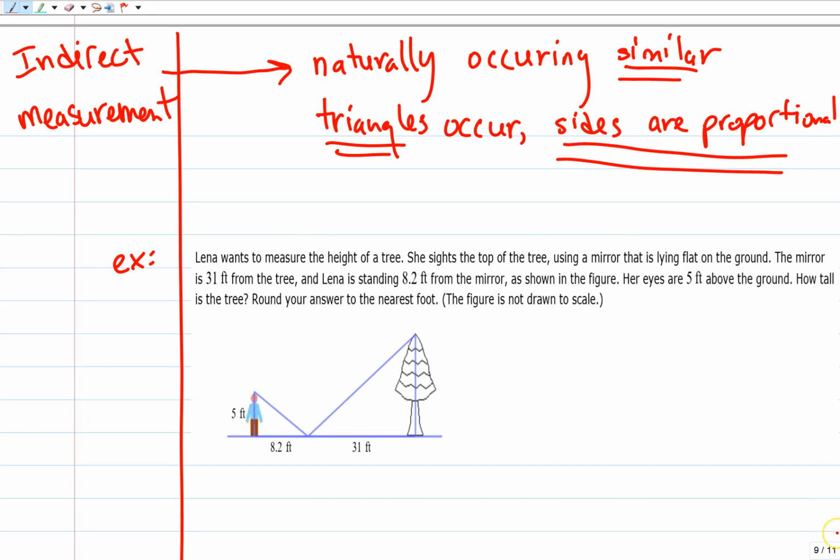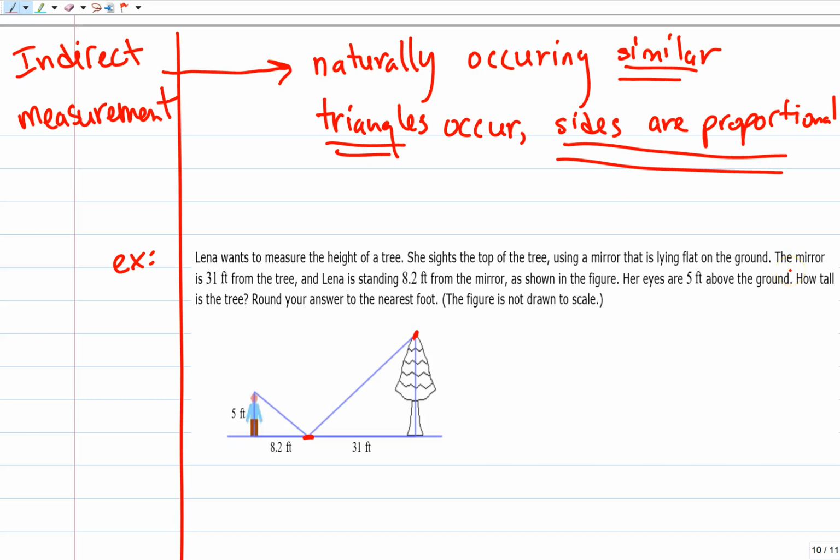If you were to look into a mirror, you would end up with a similar triangle. So here's Lena, she's standing, she's looking down, here's a mirror right here. Right at that mirror, she can see the top of the tree. Then basically from her eyes to that mirror, she's created this relationship where there are two similar triangles. You can measure the height of the tree without actually measuring the tree.